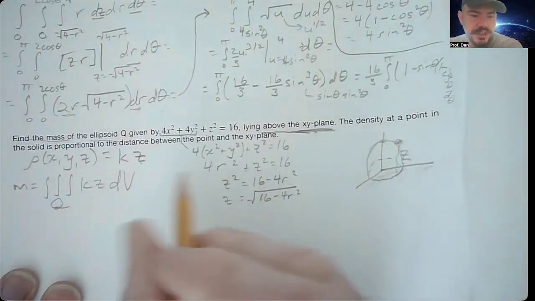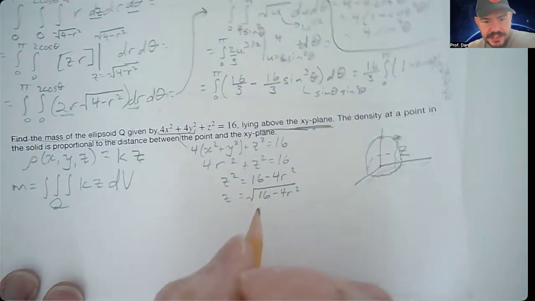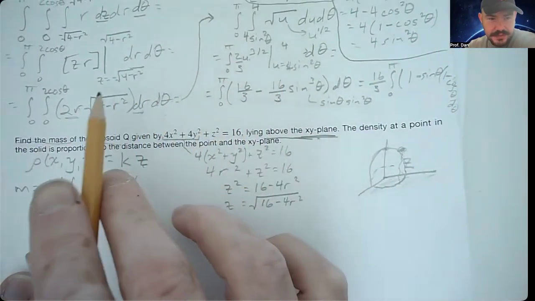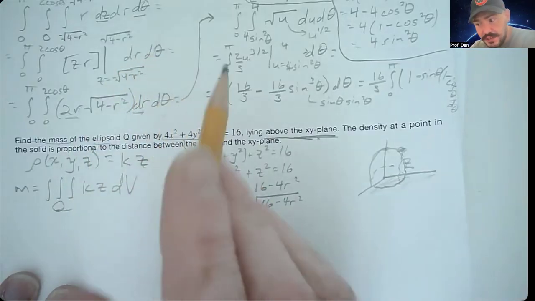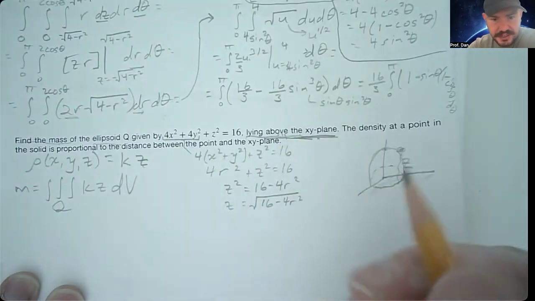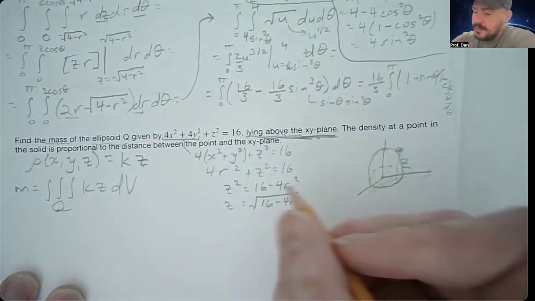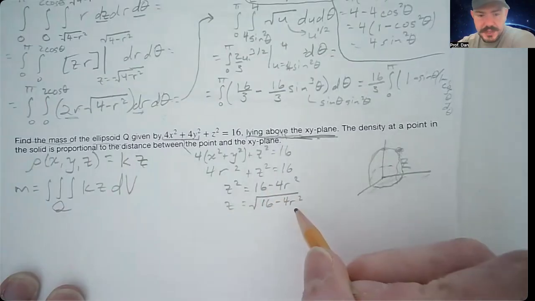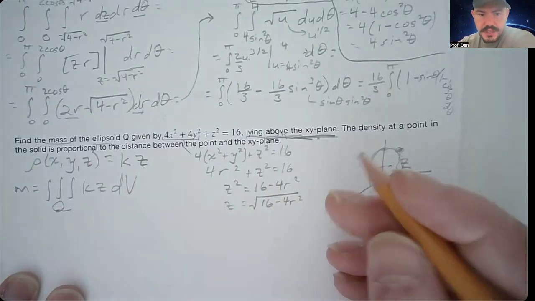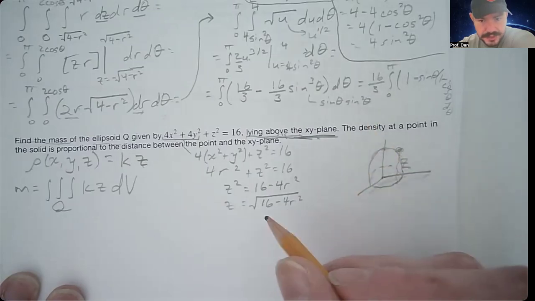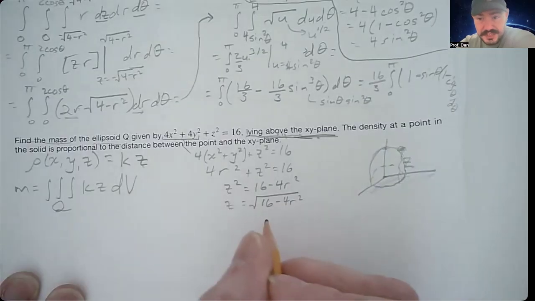All right, so anyway, back to our question. We figured out the bounds for z, right? So in the last example, we ended up having something that was positive and negative. Here we're not, because again, the problem tells us that we are staying above the xy plane. So my bounds for z are going to be 0 to square root of 16 minus 4r squared. And the thing about that is that that relies on r, which means that when I set up my dV, the dz part is going to have to come before dr.